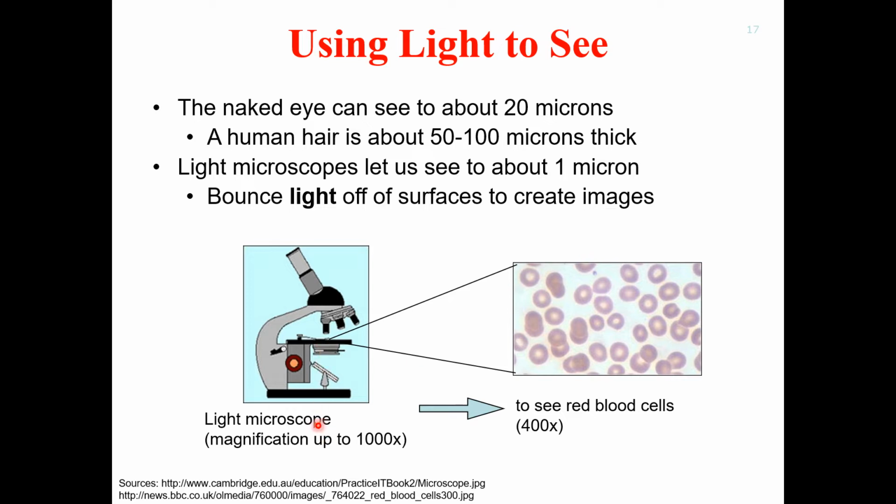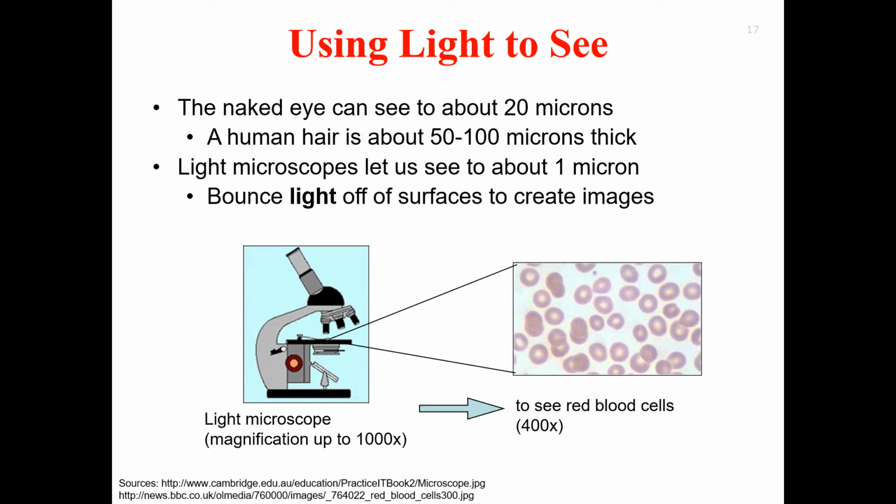The light microscope can have a magnification up to 1,000 times as compared to the naked eye. So this is the image of a blood cell at 400x as compared to the naked eye. That is the 400x image of the red blood cell that you can observe when you look at it with the help of a light microscope.